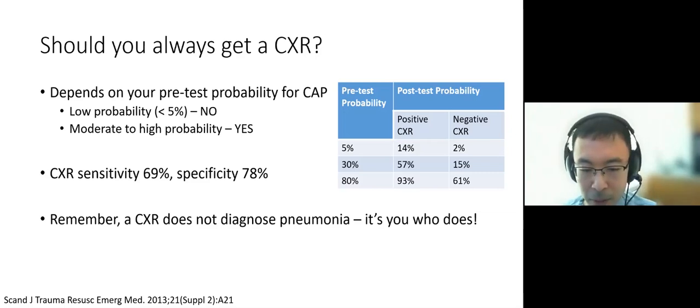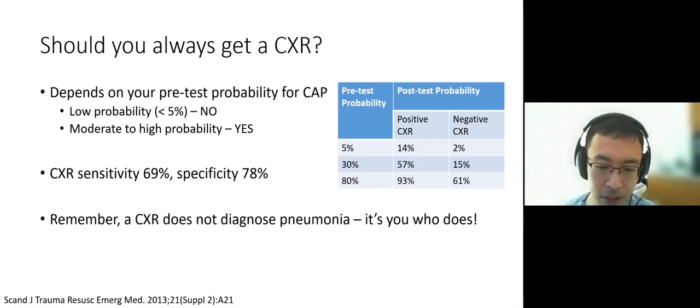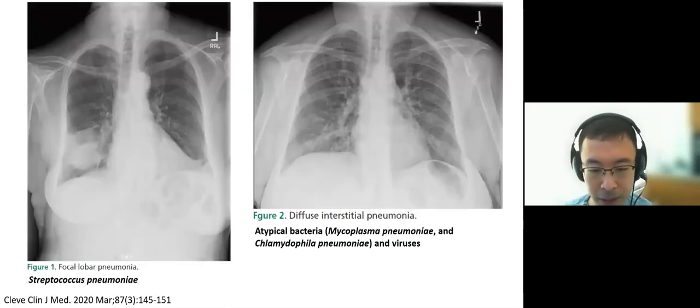So now let's say the same patient has all the positive symptoms and signs of pneumonia such that you're 80% confident about your diagnosis. So positive chest x-ray raises the probability to 93%, but a negative chest x-ray does not lower the probability enough for you to omit antibiotic treatment. 61% is too high to not treat for pneumonia. So the chest x-ray performs poorly when the pretest probability is either very high or very low. It performs best when it's in the moderate range, right? So remember, a chest x-ray does not diagnose the pneumonia, it's you who does.